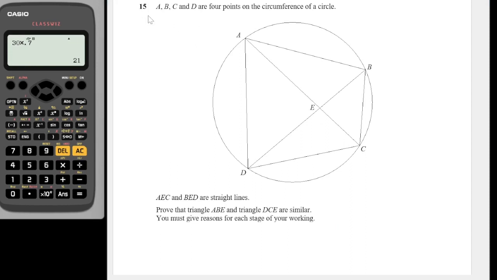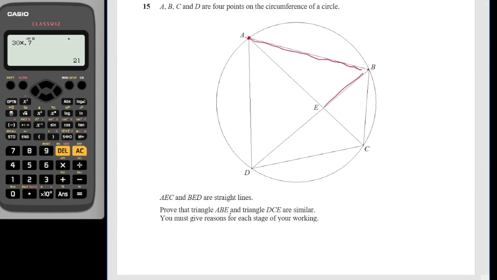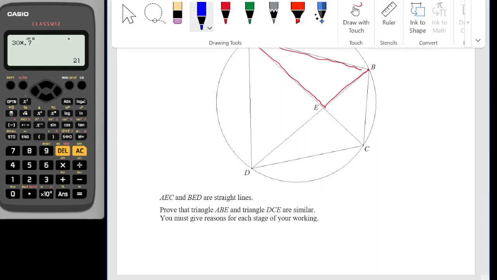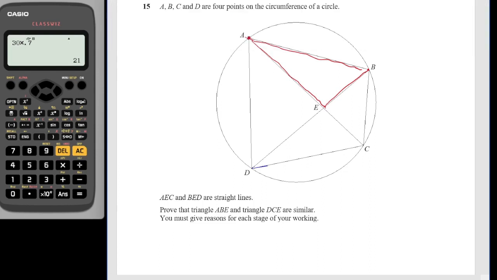Okay, question 15. A, B, C, D are 4 points on the circumference of a circle. We've got 2 straight lines. Prove that triangles A, B, E. So let's just outline that triangle and A, D, C, E and that triangle are similar.